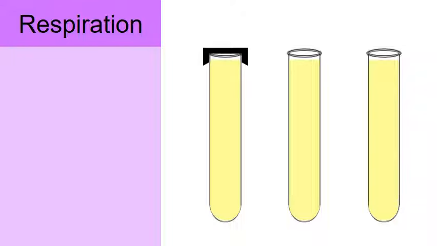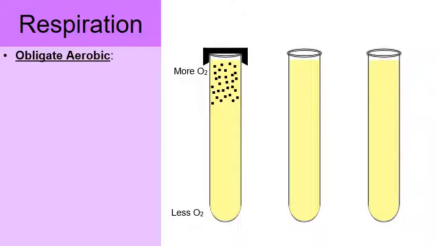Now, just beneath the cap, you figure there's a little more oxygen. At the bottom of the test tube, there's probably very little oxygen. Well, over time, what if a bunch of bacteria begin to grow just underneath the cap where there's more oxygen? Well, these bacteria would probably be called obligate aerobic bacteria. They are obligated to live in oxygen, and that's what the word aerobic means, with oxygen.